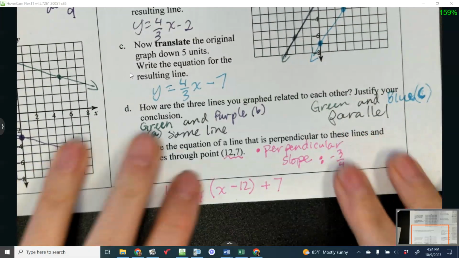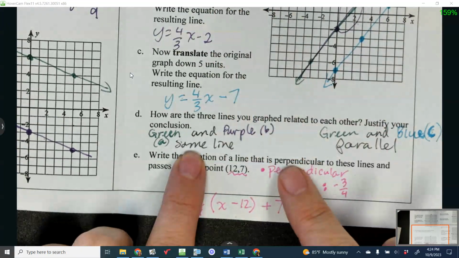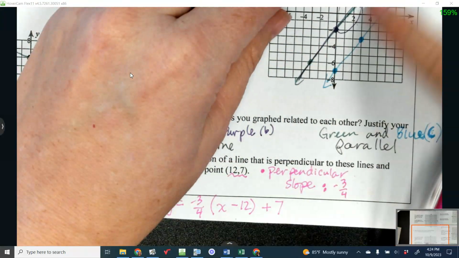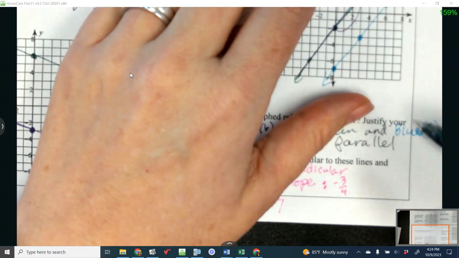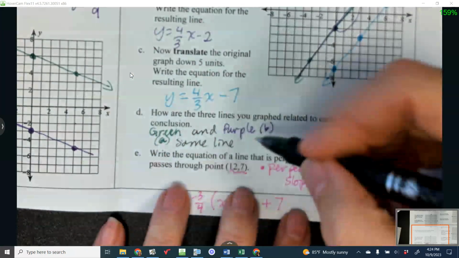Then it asked me to talk about these. Green and purple line, I kind of justified as I was explaining to you. Green and blue are parallel. I didn't justify that yet. They're parallel because they have the same slope. And I guess I could justify over here same equation.